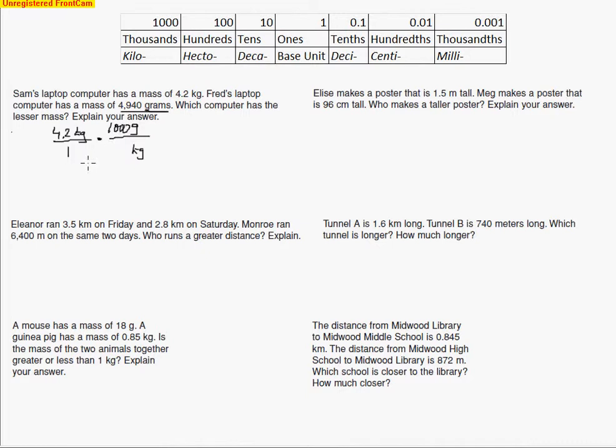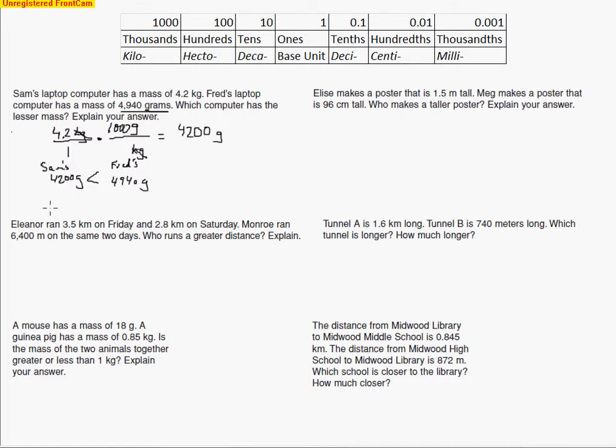And so from there, we can go ahead and cross-cancel the grams, and you see you just multiply. Now, when you multiply by 1,000, the decimal moves 3 spaces. So I move it over the 1 space, and then 2, and then 3 spaces. So that makes 4,200 grams. So now I want to compare the two, because I want to find out which has the lesser mass. So Sam's is 4,200 grams, where we have Fred's is 4,940 grams. So the one that has less is Sam's. So which is less? Well, Sam's is less.